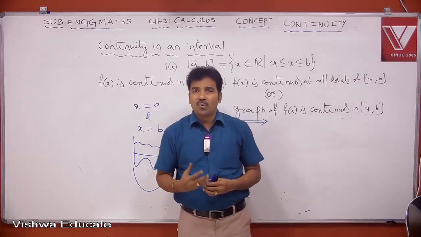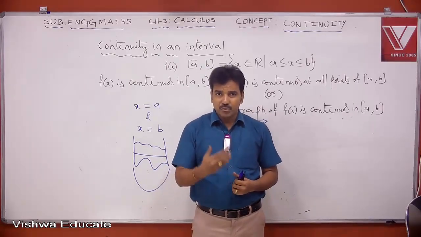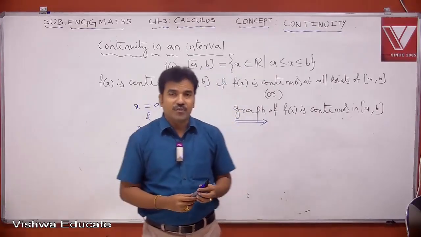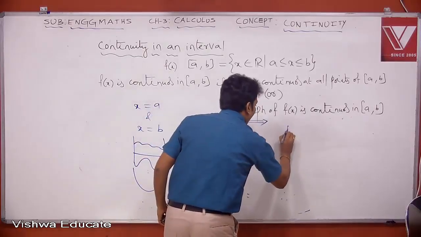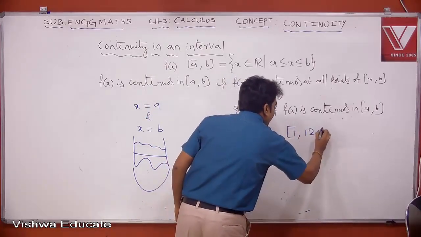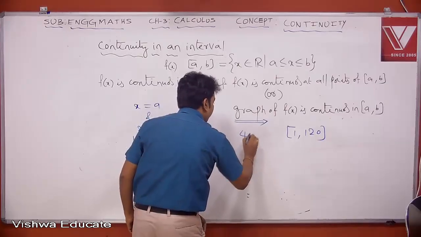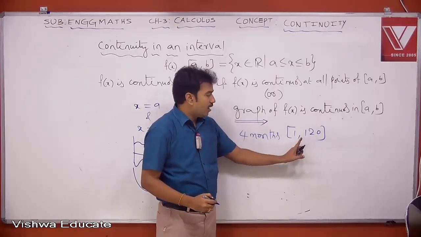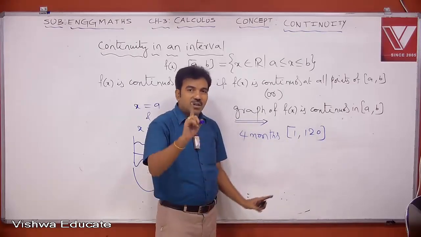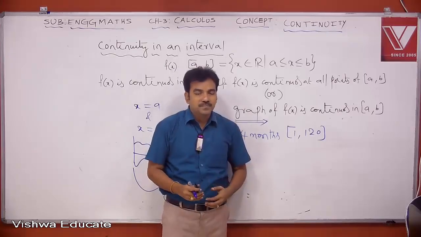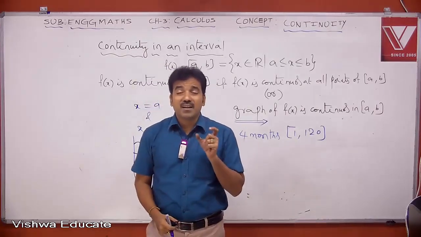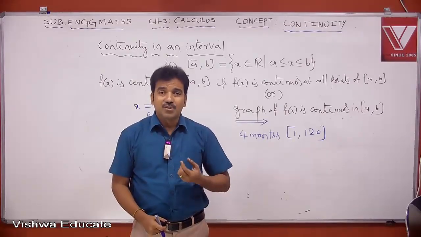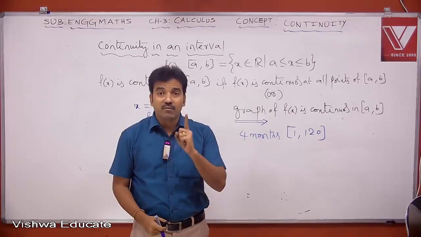I will tell you one real-time example, just in case of students like you. Suppose a student is attending a college for a semester, with working days from 1 to, for example, 120. Generally, semester working days will be 4 months. So 4 into 30, 120 days. So let us take the closed interval 1 comma 120. Each number represents one particular day. So if you want to say that a student is continuous in the semester 1 comma 120, how can you say that? A student must be attending all classes from day 1 to day 120.